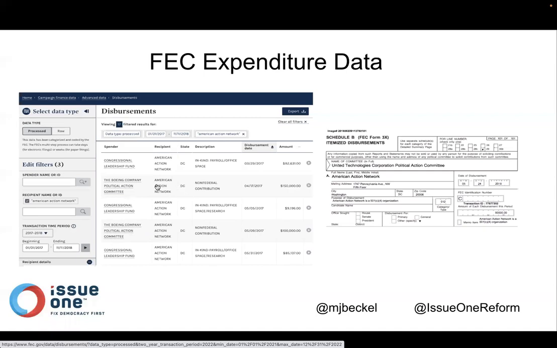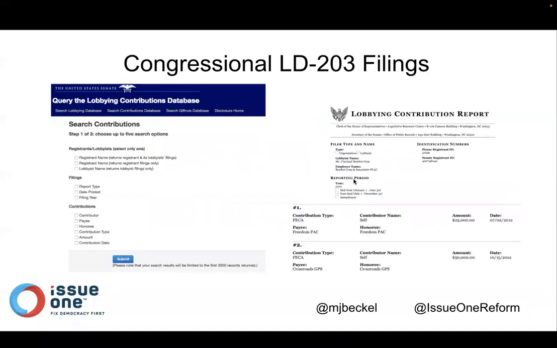So here is money that it has received from the Boeing Political Action Committee, the United Technologies corporate PAC, and so you can see that there are corporate PACs out there giving money to this dark money group and possibly others by searching for the names of these dark money groups on the FEC's website.